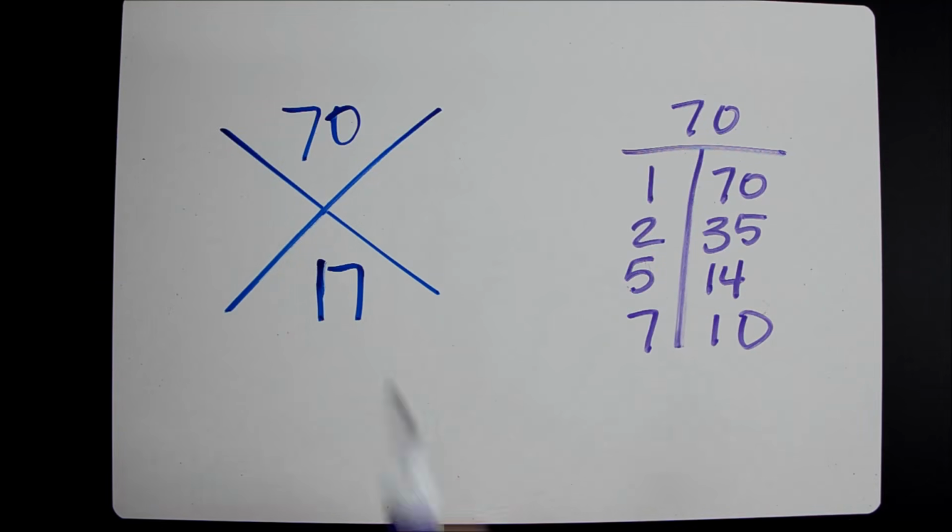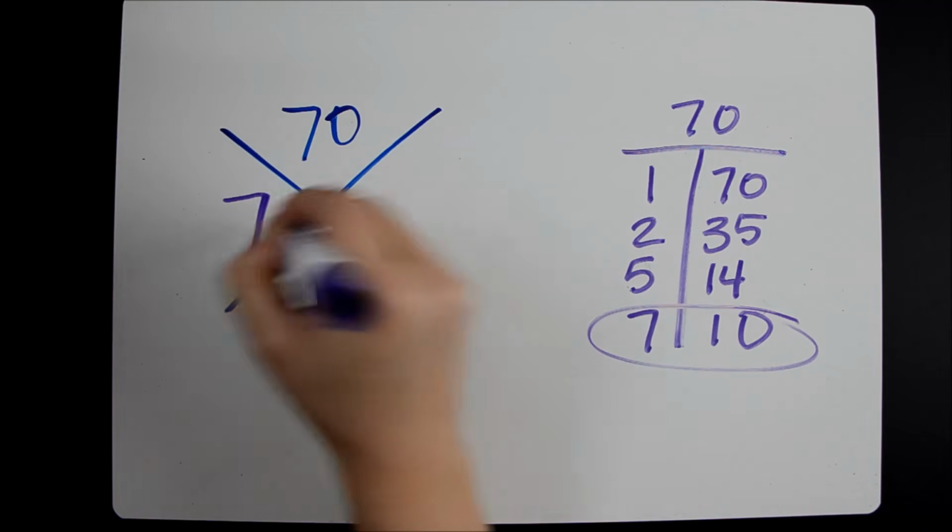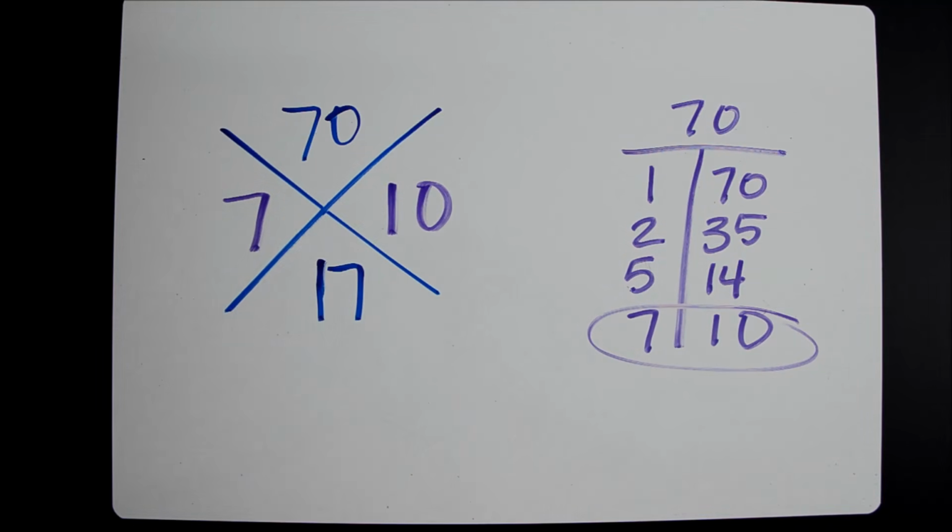Here it's a little bit more obvious. The pair that adds up to 17 in this case would be 7 and 10. And it doesn't matter which order we put those two numbers in.